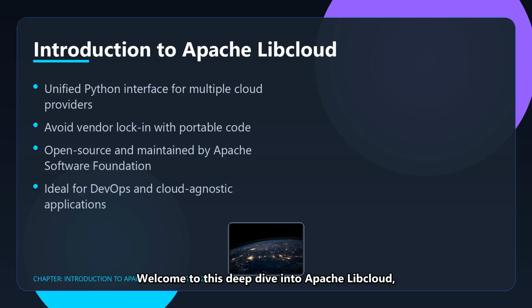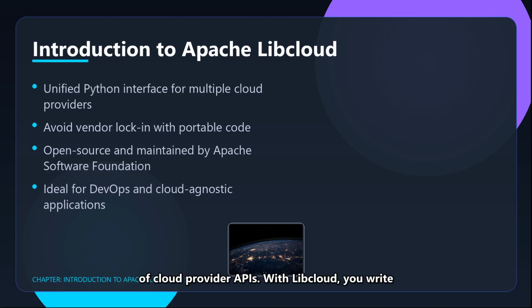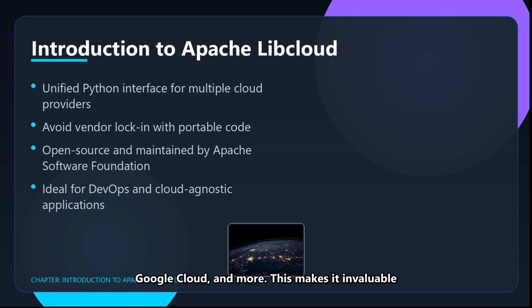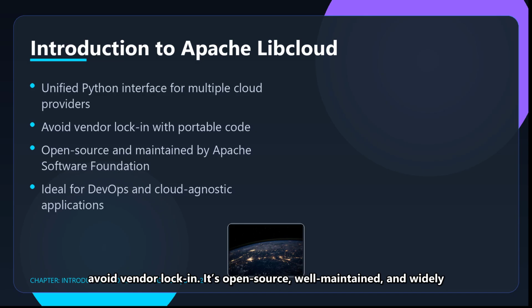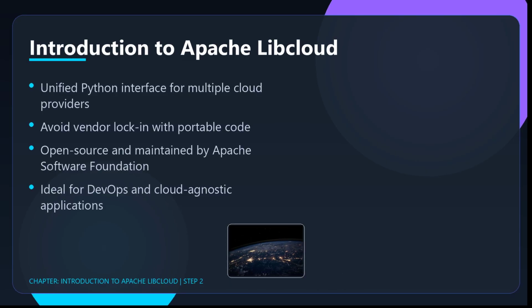Welcome to this deep dive into Apache Libcloud, a powerful Python library that abstracts the complexity of cloud provider APIs. With Libcloud, you write code once and deploy it across AWS, Azure, Google Cloud, and more. This makes it invaluable for developers building multi-cloud tools or trying to avoid vendor lock-in. It's open source, well-maintained, and widely used in DevOps and infrastructure automation.